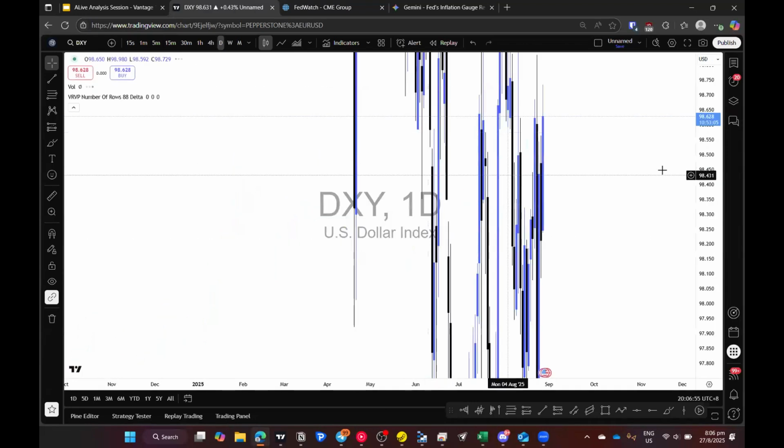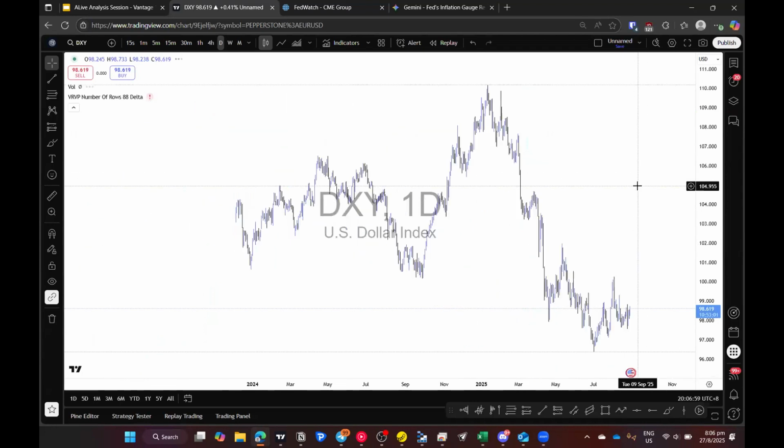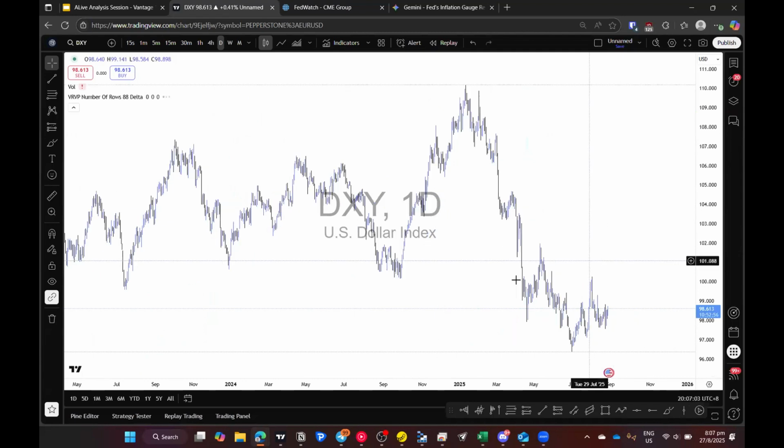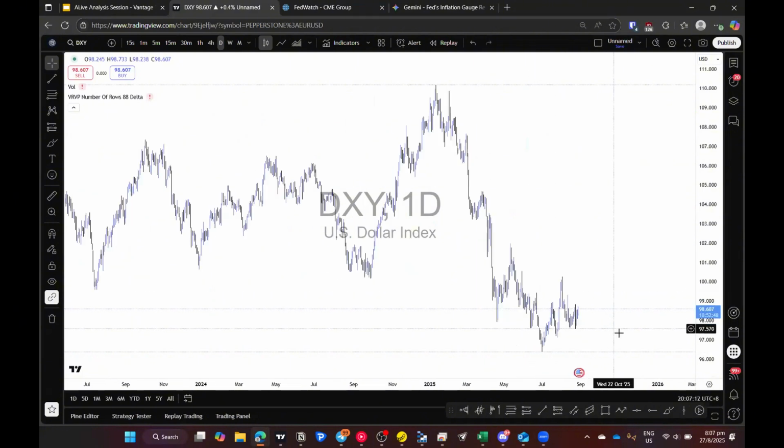Okay, so the dollar index is the index measuring the strength of the US dollar. So you kind of want to look at that going towards the end of the year, and the expectation is a weakening of this currency.